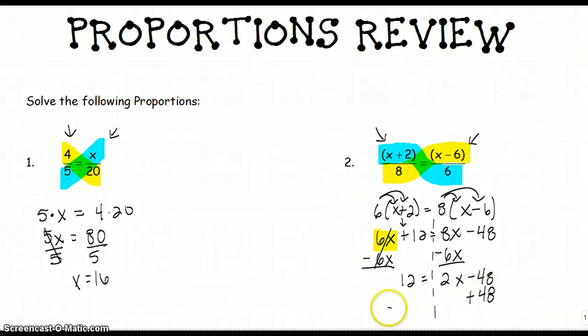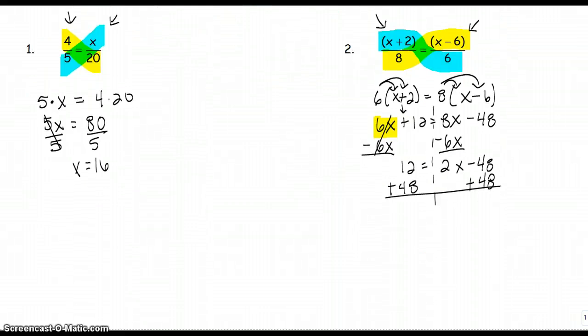Then we have to get the 2x alone on the right-hand side, so we're going to add 48, which gives us 60. So we have 60 equals 2x. When we divide by 2, x is going to equal 30.